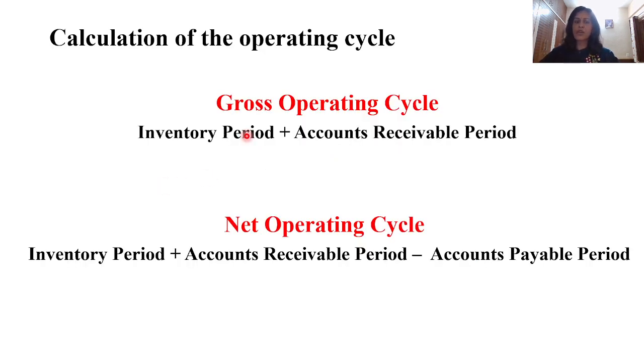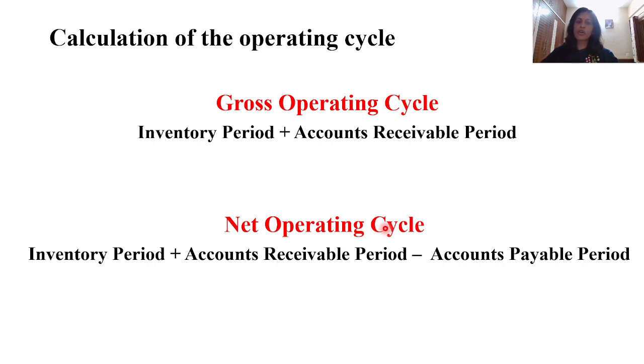This is the formula for calculating it. Gross operating cycle means anything which is related to your current assets items. Means inventory period and account receivable period. How many days it took to get money from your customer. How many days it took to convert your raw material to work in progress, to finished goods, into sale. Then comes net operating cycle.